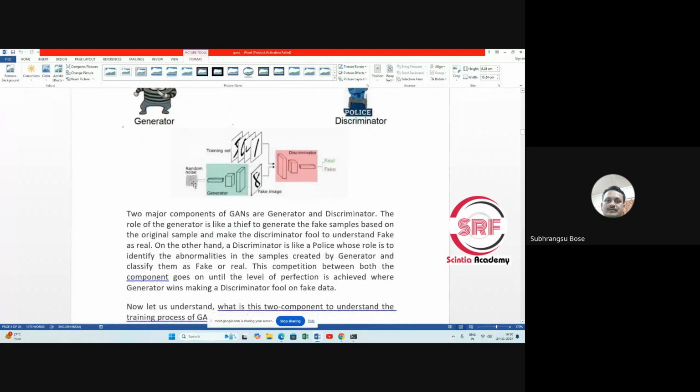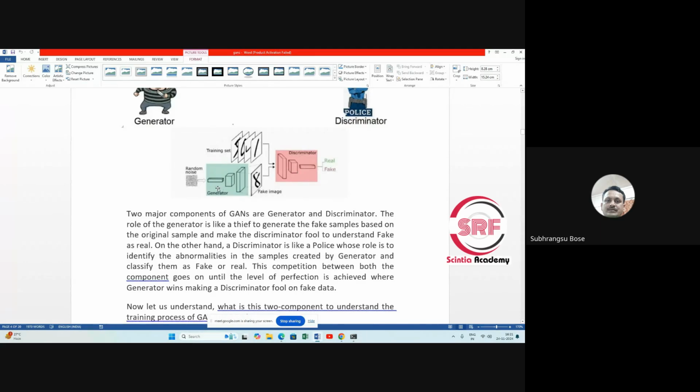Just see the picture here. Noise is the input of the generator, random noise, which creates a new image, just a fake image, and that goes to the discriminator. The discriminator is trained on the real images, then compares the trained real images with this fake image, and the discriminator predicts real or fake. Basically, it is binary classification, one or zero. One is real, zero is fake.